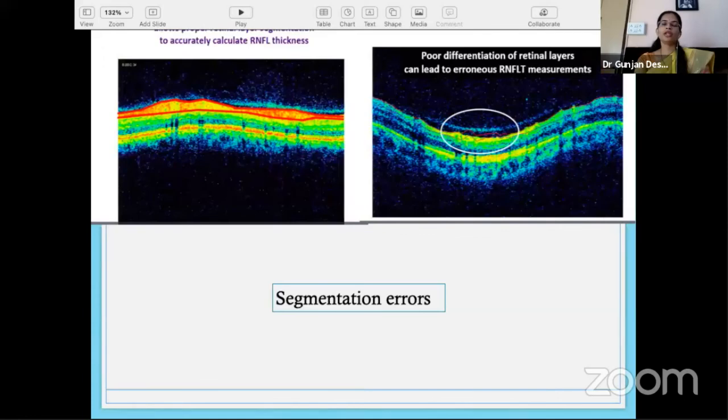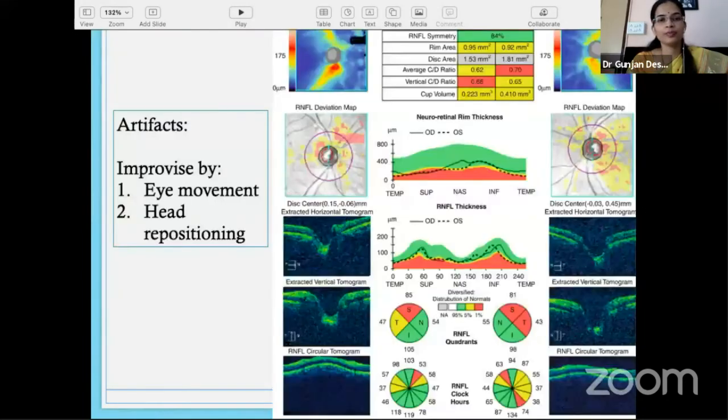We also have to check for the circular tomogram. We have to check whether the proper segmentation has been done, because if the segmentation isn't proper, the RNFL thickness calculation will be difficult. As we can see on the left side, the segmentation is very nicely done. On the right side, there is very poor differentiation of the retinal layers, and therefore this can lead to a false RNFL measurement. There are certain artifacts.